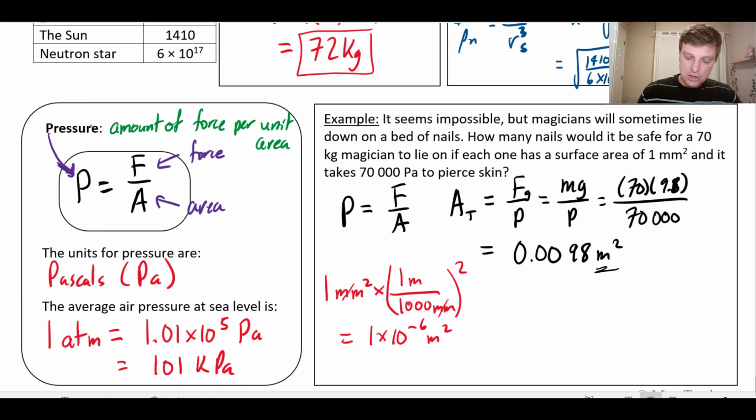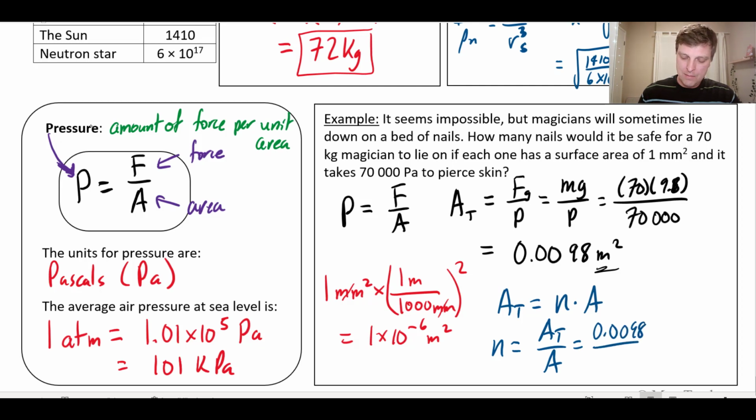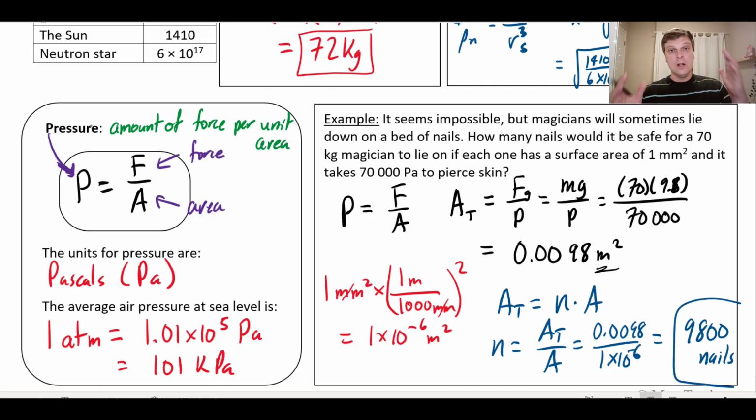So I need a total area of 0.0098 square meters, and each of my individual nails is only 1/1,000,000th of a square meter. So I might come up with a formula something like this, that the total area is just going to equal the number of nails times the area of one nail. So the number of nails would just be the total area required divided by the area of one nail, which is 0.0098 divided by 1 times 10 to the negative 6, pardon me. And so you can see that we're going to need about 9,800 nails, or almost 10,000 nails, for that to be safe for the magician.